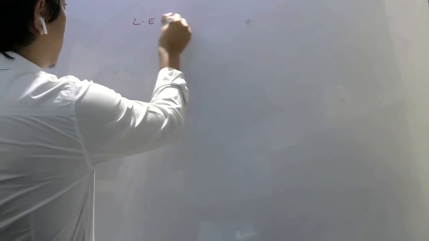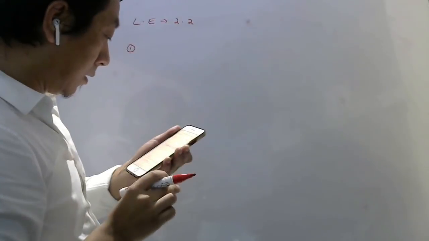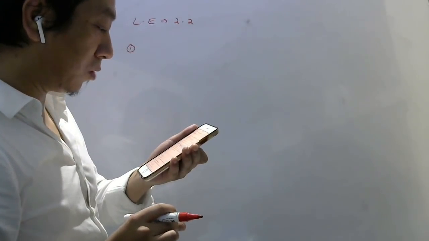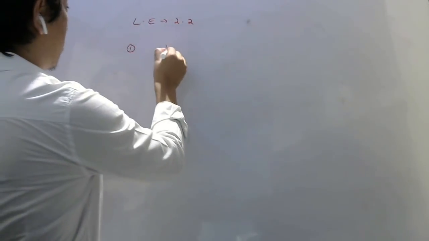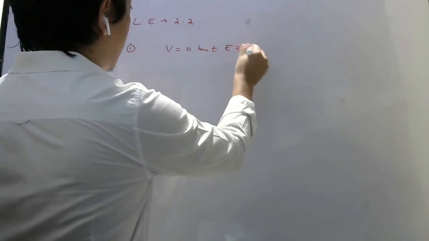Let us now solve some learning exercise problems so that whatever knowledge you got will remain with you. So the first is learning exercise 2.2, question number 1. Give an example of a point where potential is zero, but electric field is not zero. Already I have told you.